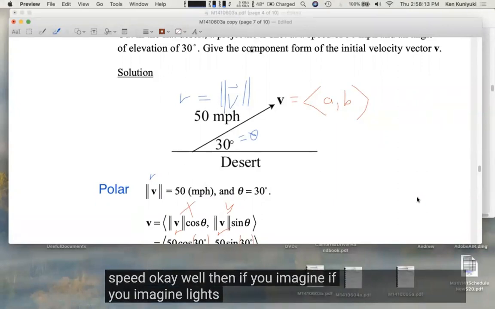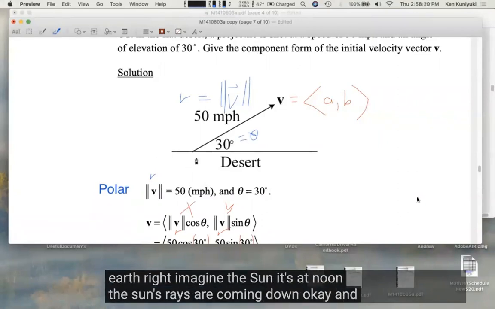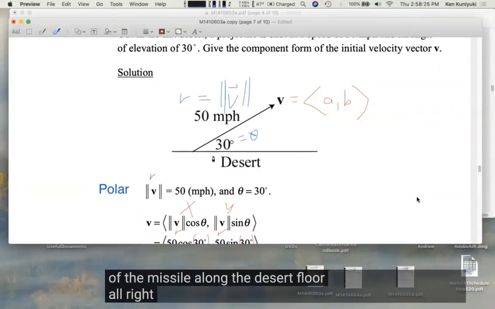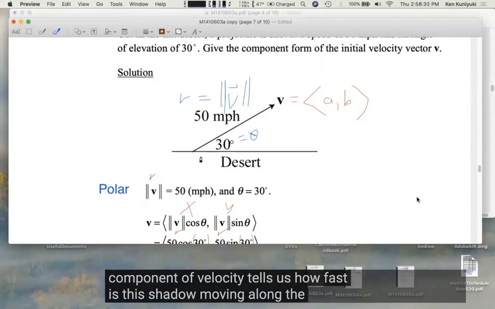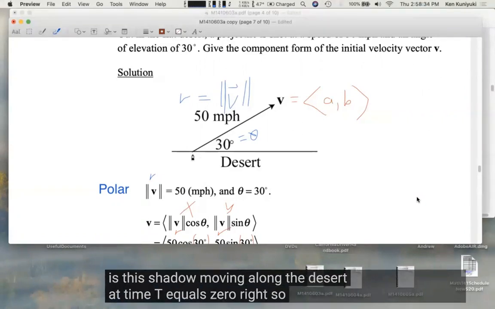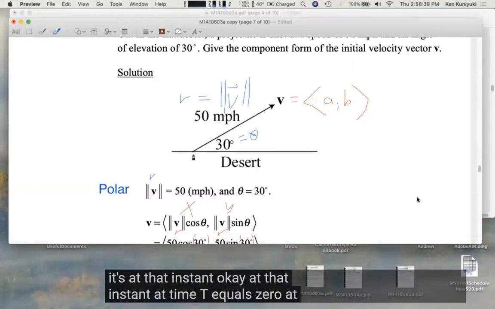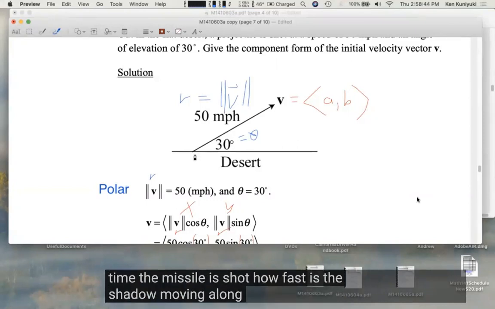if you imagine lights coming down, like on Earth, right? Imagine the sun, it's at noon, the sun's rays are coming down, okay? And we're looking at the shadow of the missile along the desert floor, all right? Basically, the horizontal component of velocity tells us how fast this shadow is moving along the desert at time t equals zero, right? So it's at that instant, okay? At that instant, at time t equals zero, at the time the missile is shot, how fast is the shadow moving along the desert? Right.